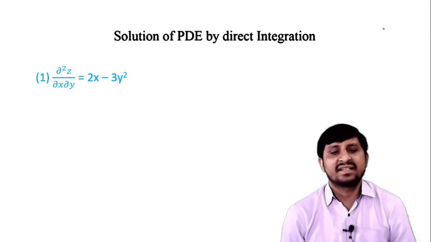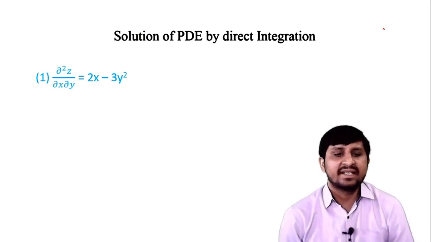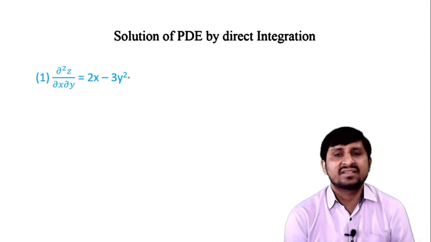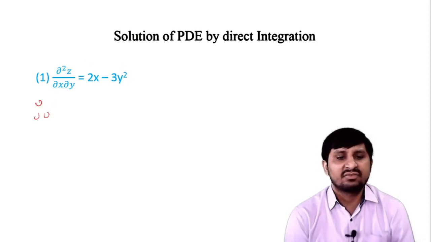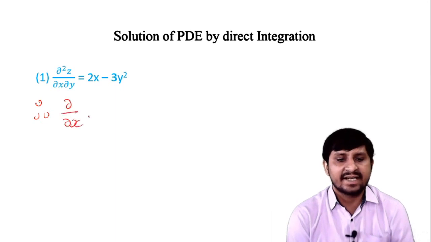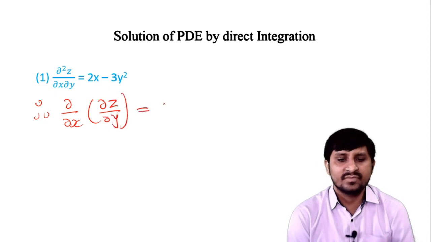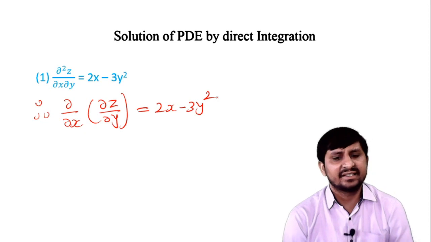This is my first example, del square z by del x del y is equal to 2x minus 3y square. Now the same term is on the left hand side, del square z by del x del y, so can I write this as exactly del by del x of del z by del y, that is equal to 2x minus 3y square, correct.